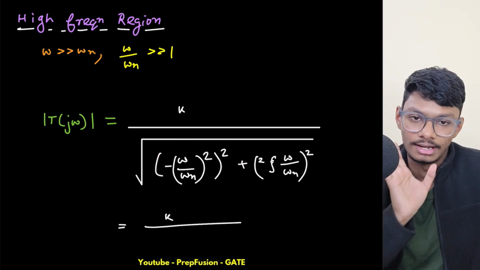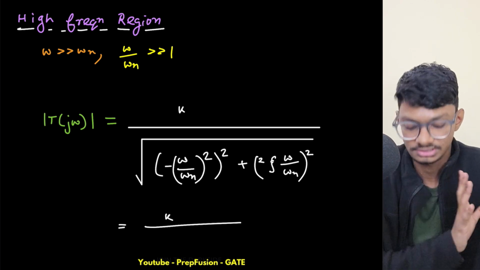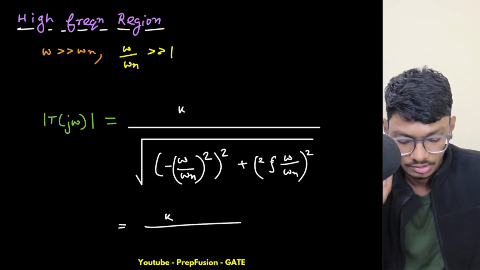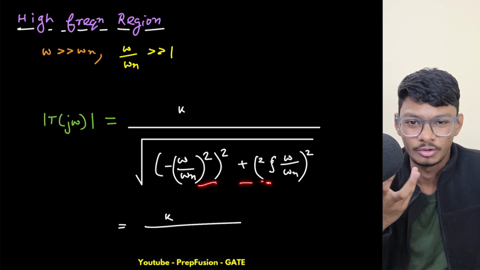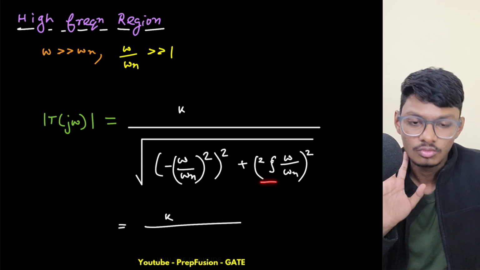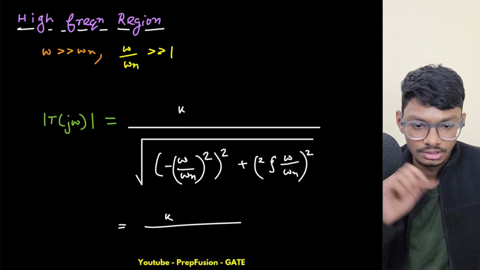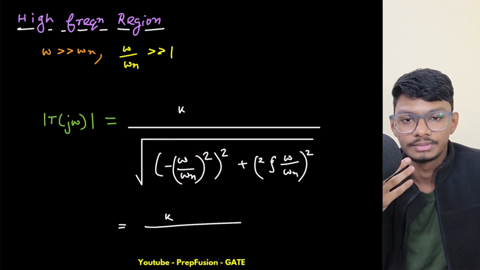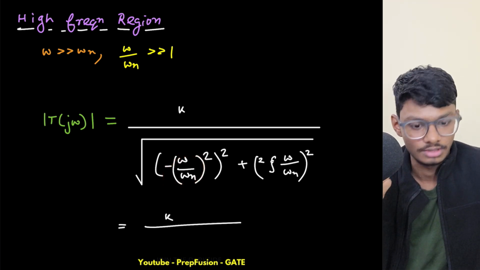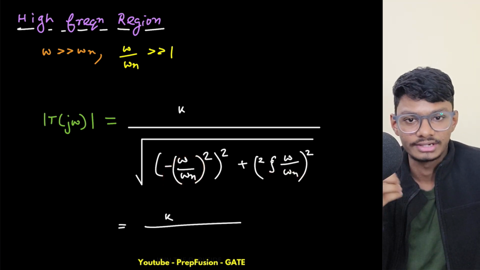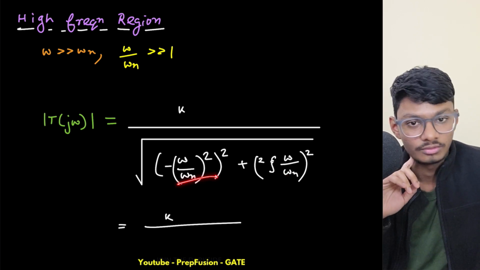Let's write omega by omega n as x. x is greater than 1, very high. Now we have x to the power 4 plus 2 into something like 0.1 or 0.5 zeta, into x square, or 4 zeta square x square. Now let me say omega by omega n is 10. So this is 10 to the power 4, and this at max can reach 2 into 10 to the power 2.